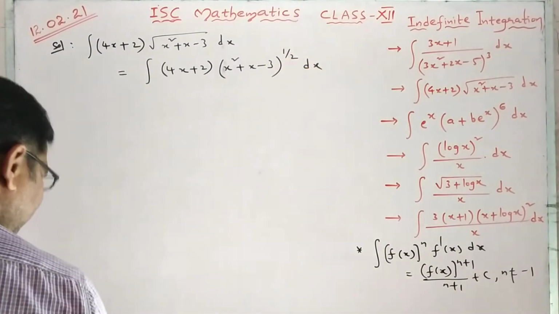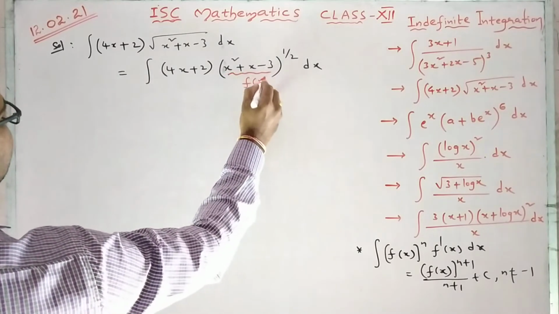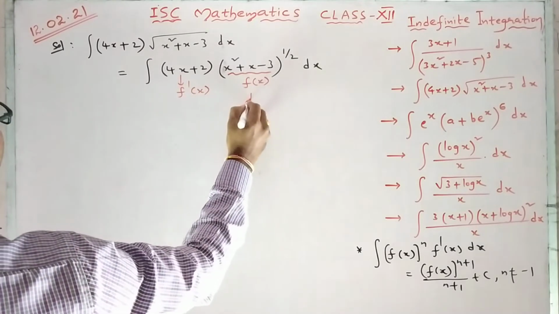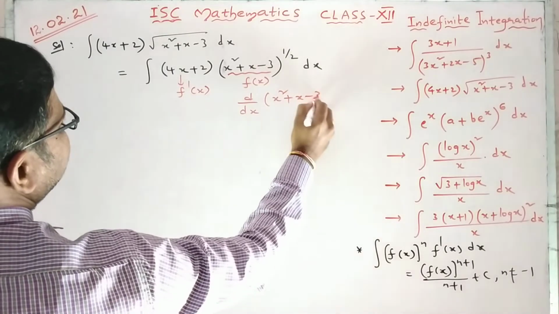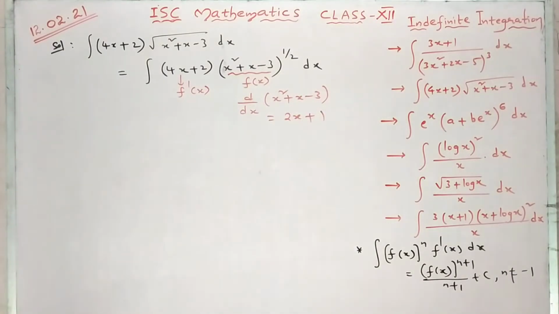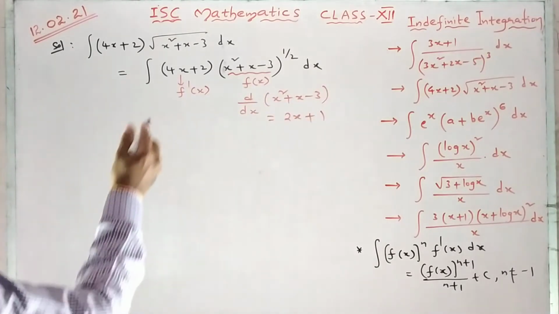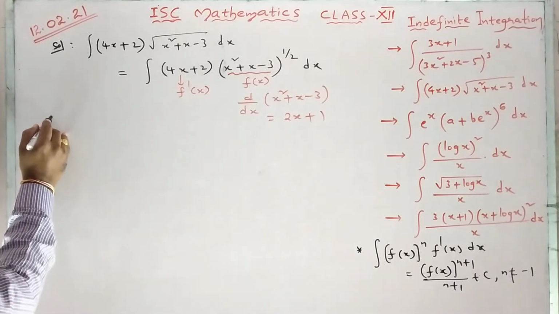Now if you observe here, let me take this as f of x, this will be f dash x, right? Now d by dx of x square plus x minus 3 will be 2x plus 1, right? X square derivative 2x, x derivative 1. But do you find that term here? No. So what should we do now?